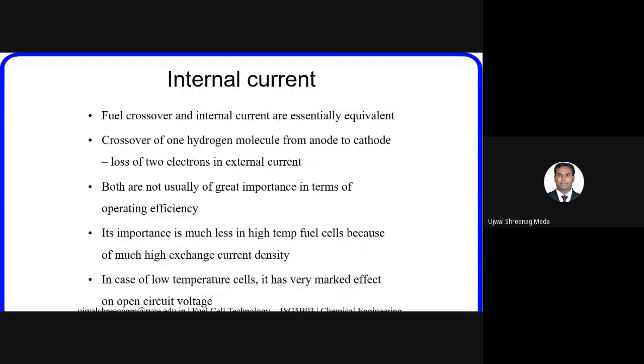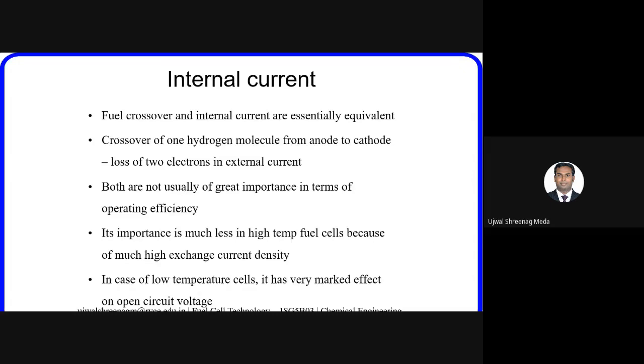So now, if you remember in the IV curve, there was a line parallel to the x-axis. The IV curve is a plot of voltage versus current density, with the cell voltage on the y-axis and current density on the x-axis.